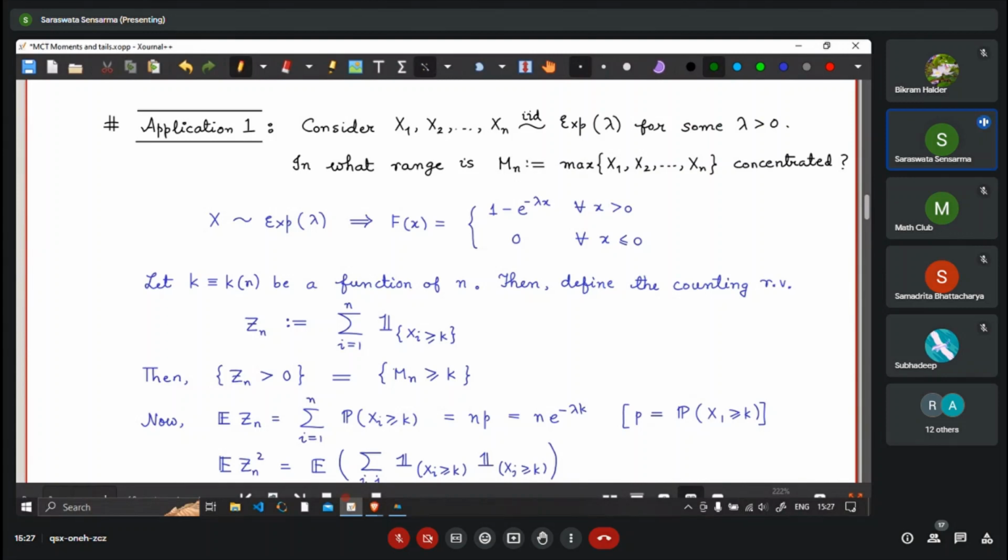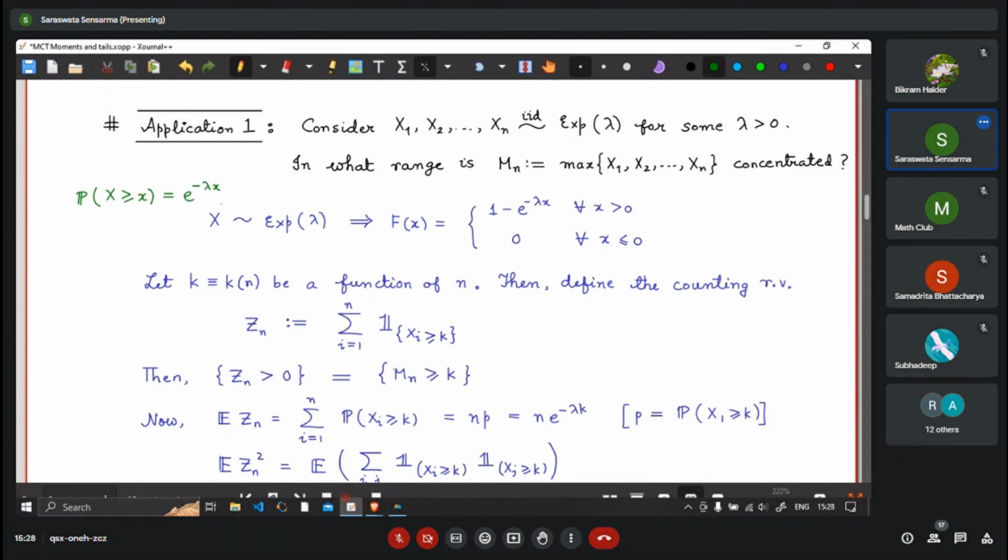So the question is, what happens to the maximum? We know by the central limit theorem, you can talk about the mean, you can talk about what happens to the average of X1 to Xn, but what about the maximum? So where does it go? Where is it concentrated? So when I say X follows exponential lambda, I mean it has this CDF. In other words, the tail is e to the power minus lambda x: the probability that X is greater than or equal to x is e to the power minus lambda x.